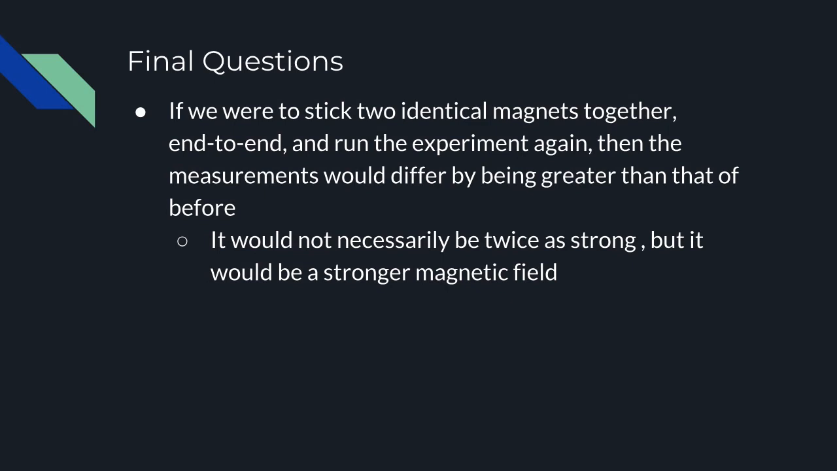If we were to stick 2 identical magnets together end to end and run the experiment again, then the measurements would differ by being greater than that of before, but it wouldn't necessarily be twice as strong, just greater.